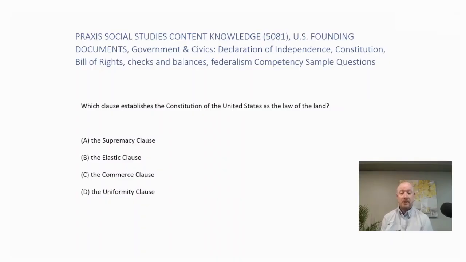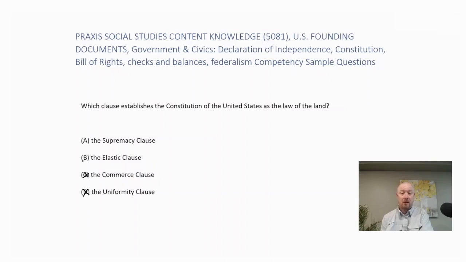All right, so let's eliminate some possibilities. The Commerce Clause has to do with trade between states and with Native Americans. So I'm going to eliminate choice C. The Uniformity Clause means that taxation needs to be fair across all states, so that doesn't talk about the law of the land. So I'm going to eliminate choice D.